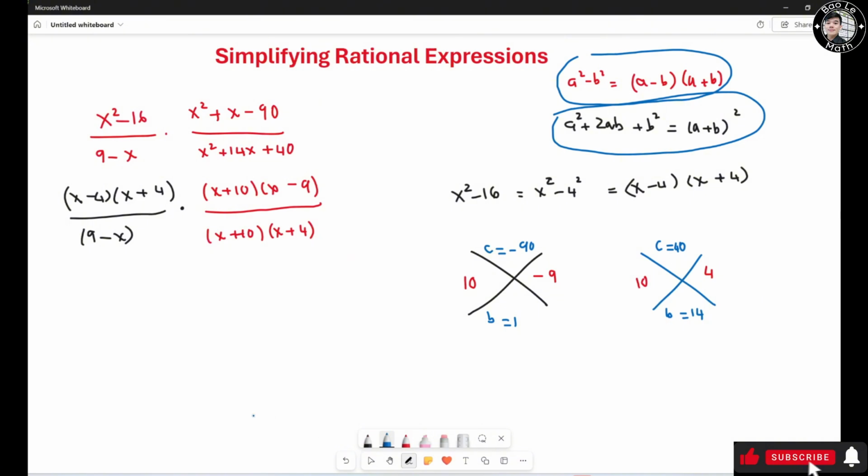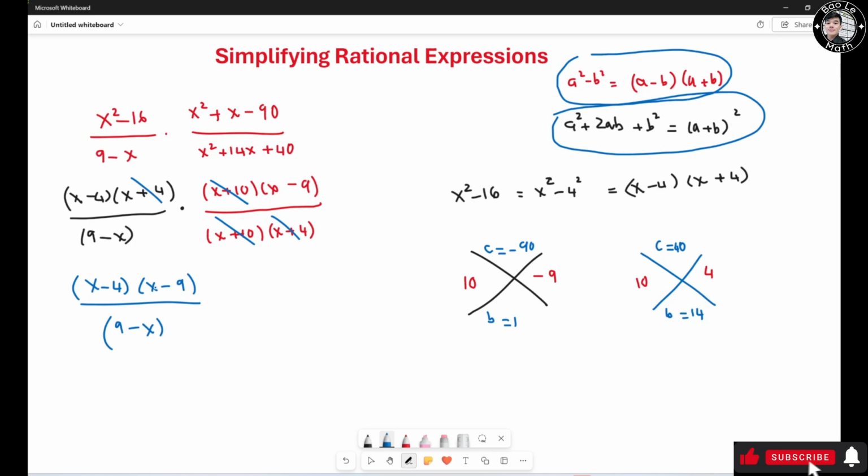Alright, now I can simplify because they are in the factor form, right? Now s plus 4 cancels out. S plus 10 cancels out. So the numerator has s minus 4 left right here, times this guy, s minus 9 left right here, right? Over the bottom right here, I have 9 minus s left, right?